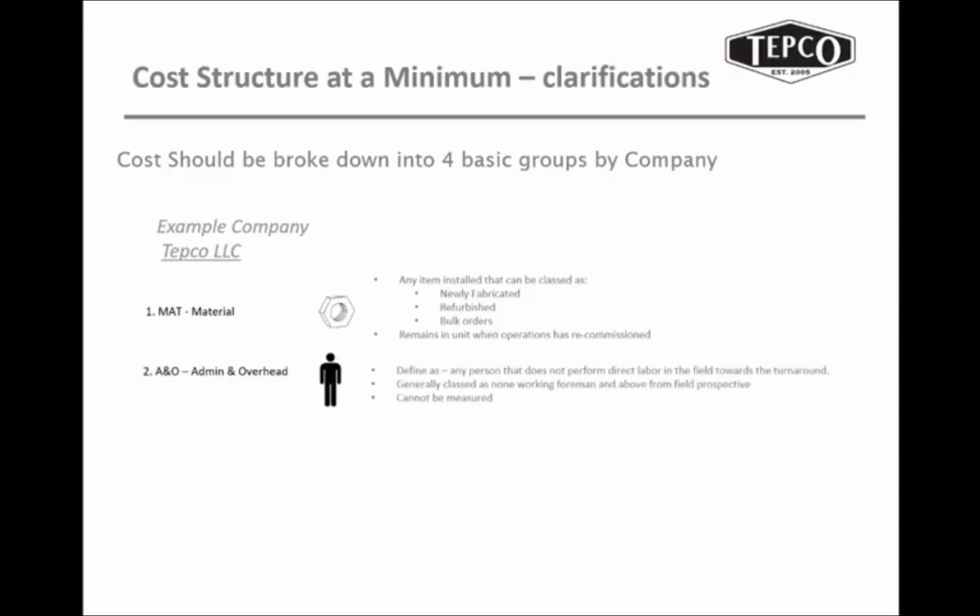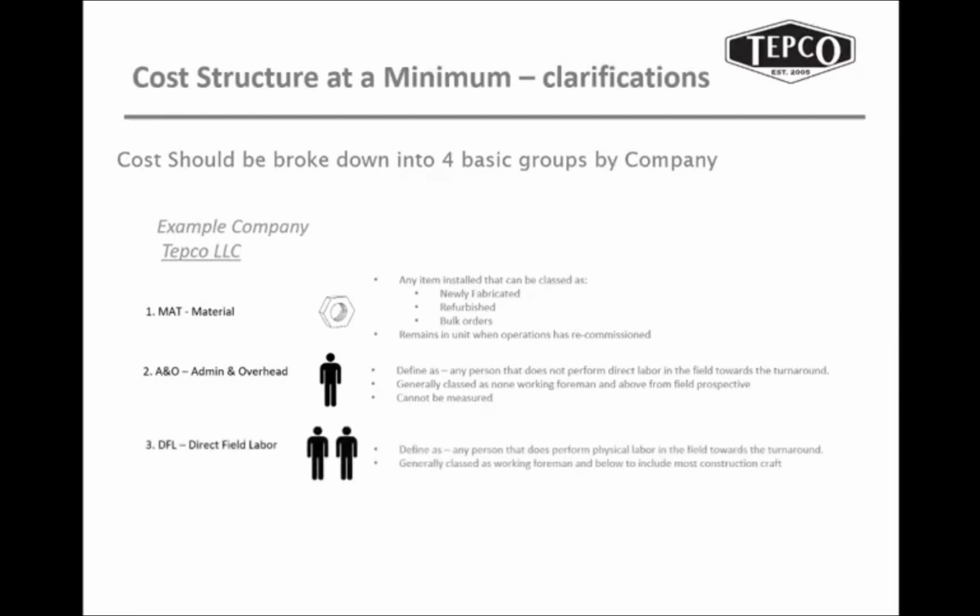The second thing is admin and overhead, and this covers quite a bit of things, but the main thing is this is defined as any person that's going to be in the unit that does not perform work. In other words, they're not on their tools, so to speak, or turning the wrench. This is admin and overhead, which is support, supervision, a non-working foreman. But some other things may fall into this category, and sometimes people will break this out to separate categories: some of the disposal fees, things that you can't measure or that are non-productive.